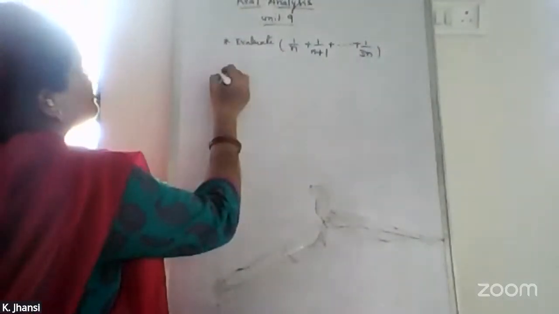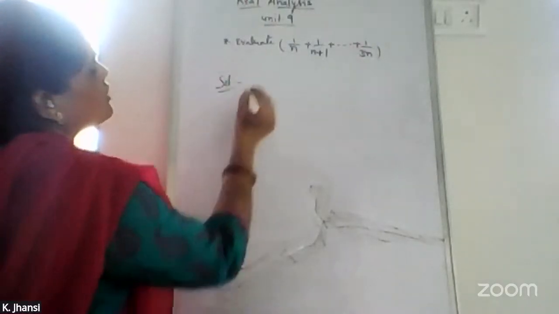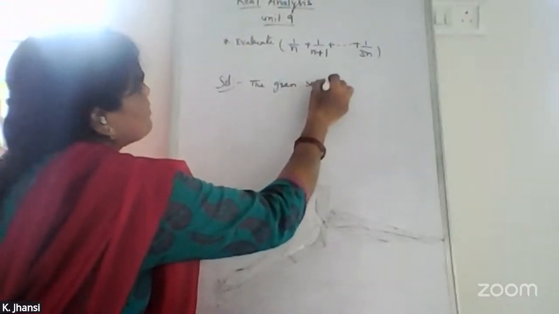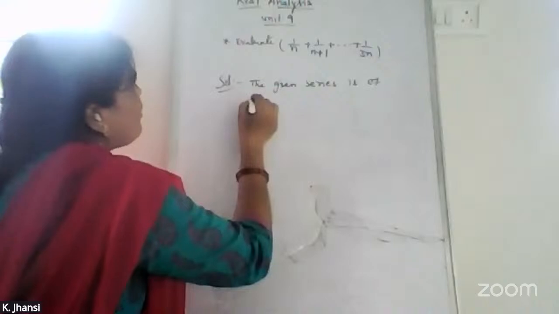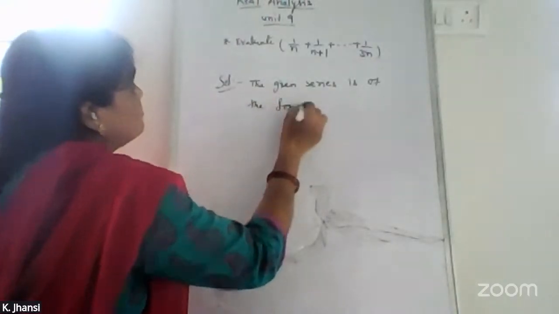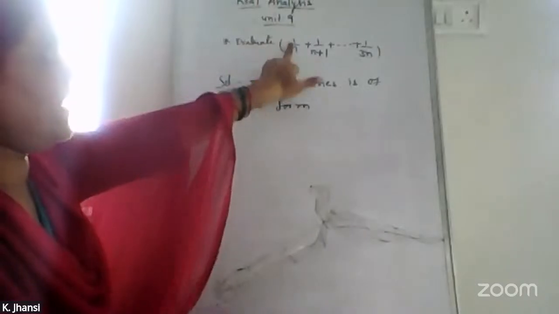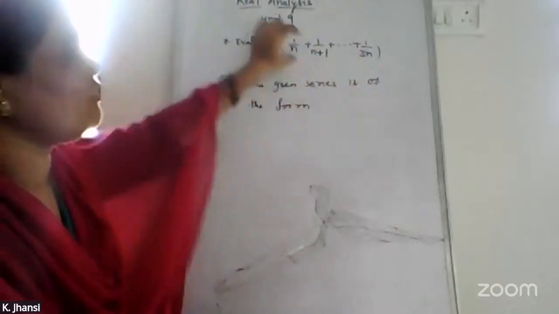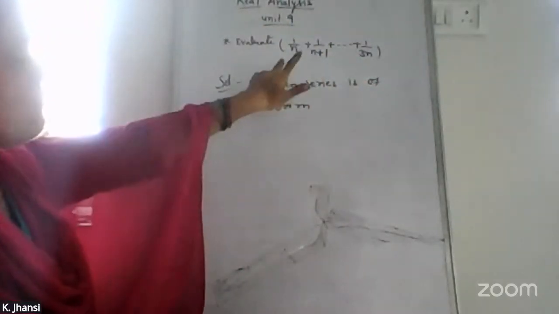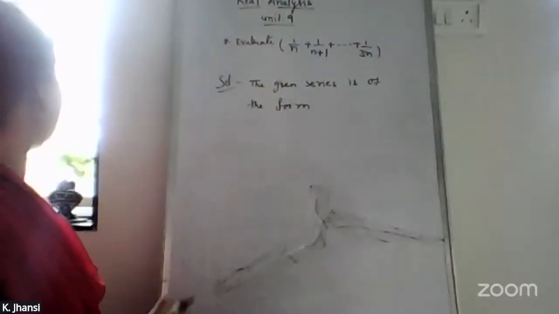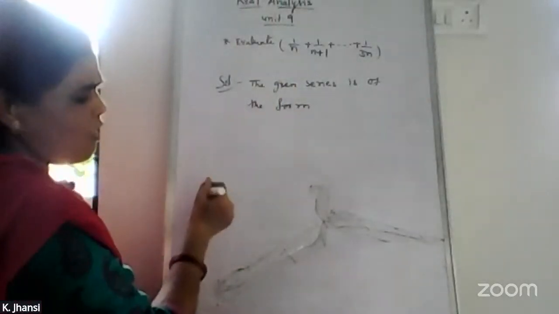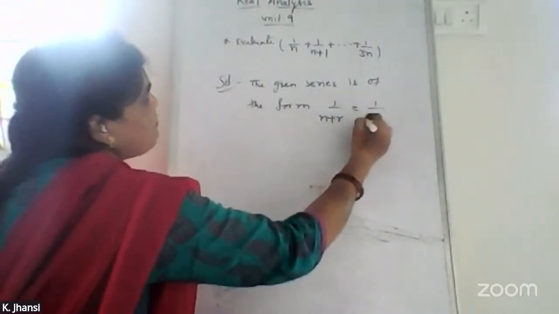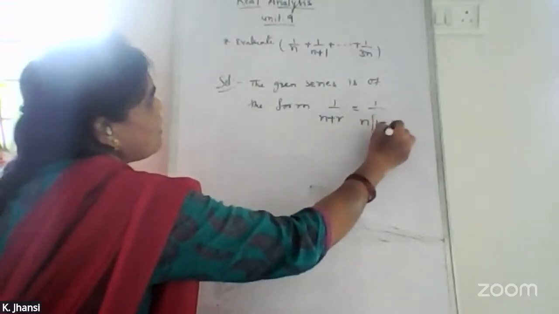So the first thing is you have to see that the given series is of the form 1 by n plus r. Here the r value is 0, here the r value is 1. So here we have to see the summation, from r equals 0 to which value. It is of the form 1 by n plus r, which equals 1 by n if you take out 1 plus r by n.